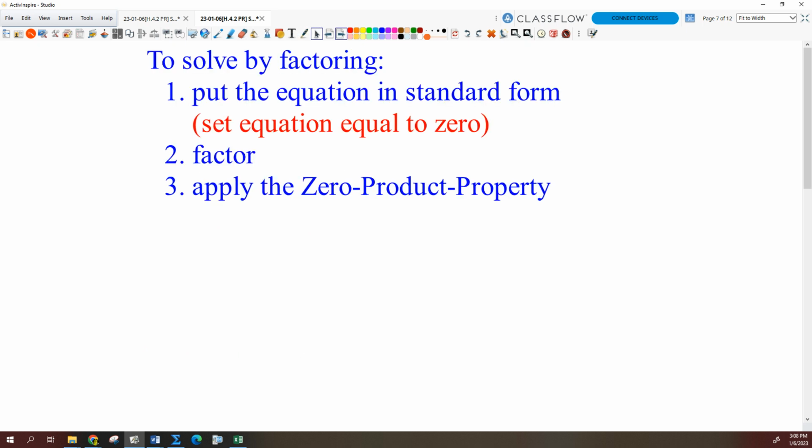So in general, to solve by factoring, there really are just 3 steps. We're going to put the equation into standard form, which means setting it equal to 0. We're going to factor the expression, and then we're going to apply the zero product property. Okay, does this always work? No, not always, because sometimes things don't factor, right? Sometimes we could have an expression that's prime that doesn't factor, and then this technique wouldn't work, and we'd have to move on to plan B, which we haven't learned yet. But when this works, it's super easy. Quick and easy way to solve an equation, okay?